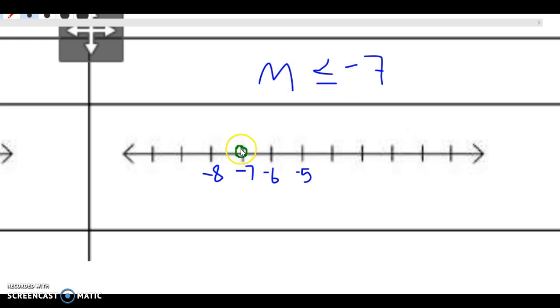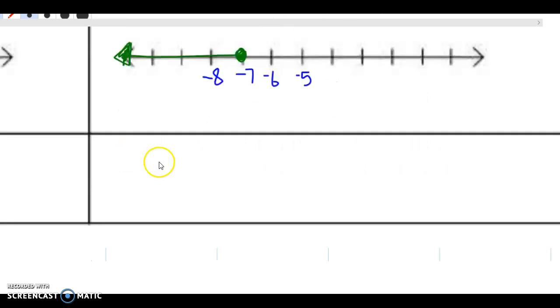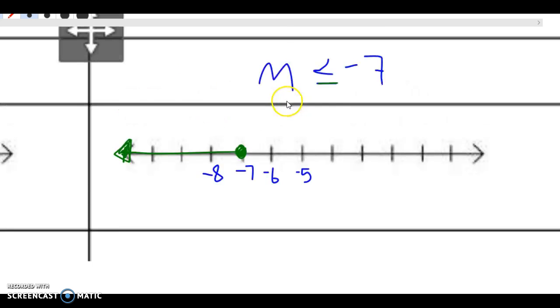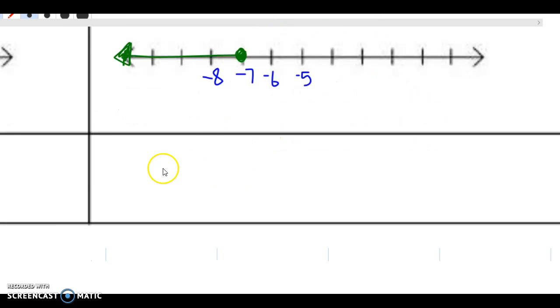That means a closed circle at negative 7 because of the equal sign, and all numbers that are less than. So on the left side are all the numbers that are less than negative 7. If you want to name a couple of the solutions, anything that is less than or equal to negative 7 is a possible solution. So we can start with negative 7, negative 8, and even negative 100. Even though it's not up there, all numbers that are less than negative 7 are a solution.